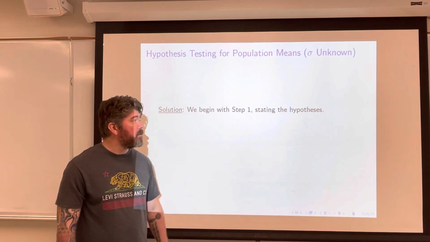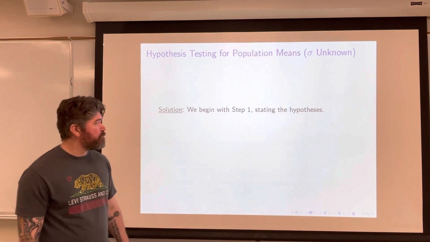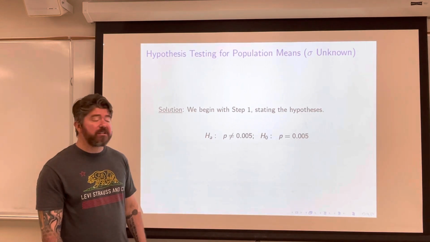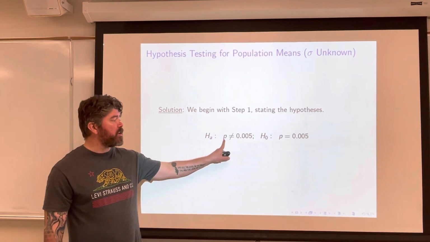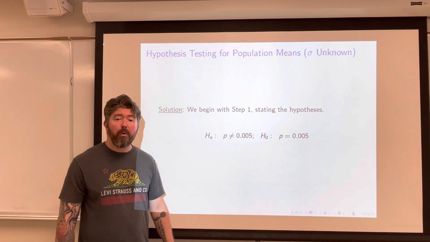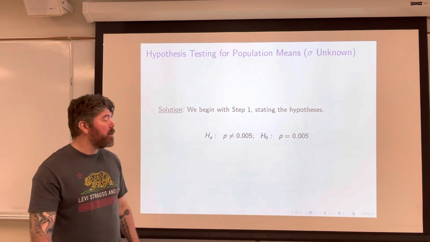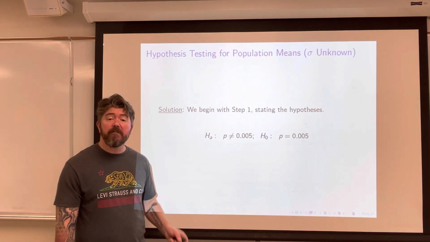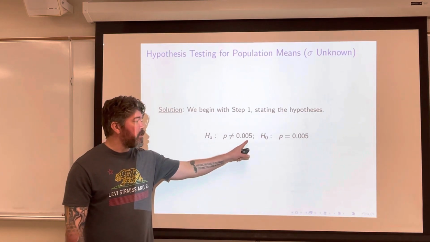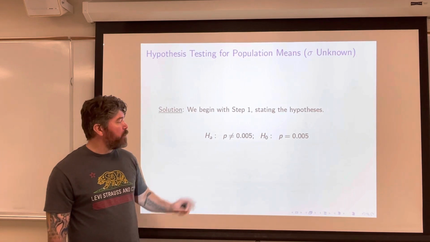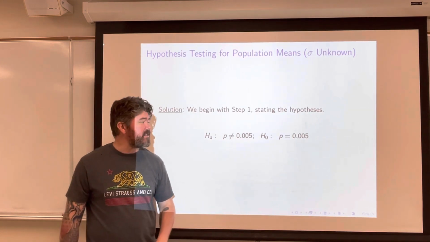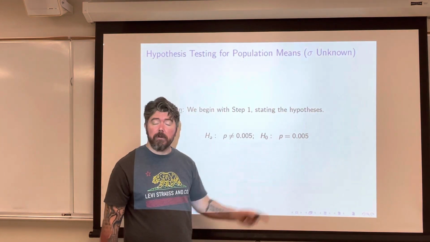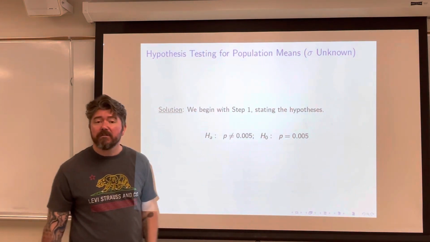We begin by stating the hypotheses. Now, recall that the cardiologist's claim is that the proportion is not 0.5%. Now remember, whenever we write percentages in our mathematical statements, we convert them to decimal numbers. So moving the decimal over, we get p not equals 0.005. And for our null hypothesis, we just simply replace the symbol with an equality.